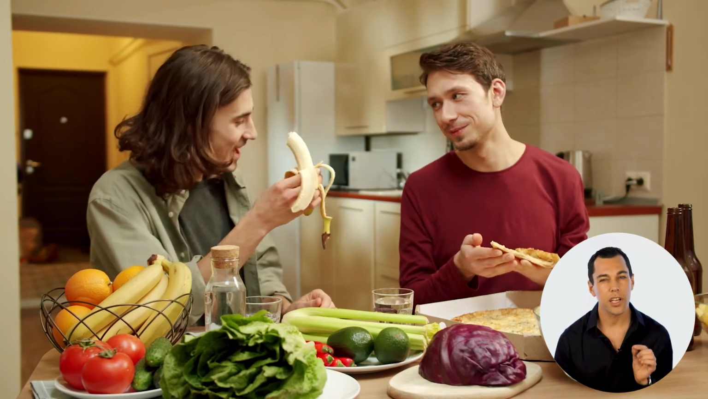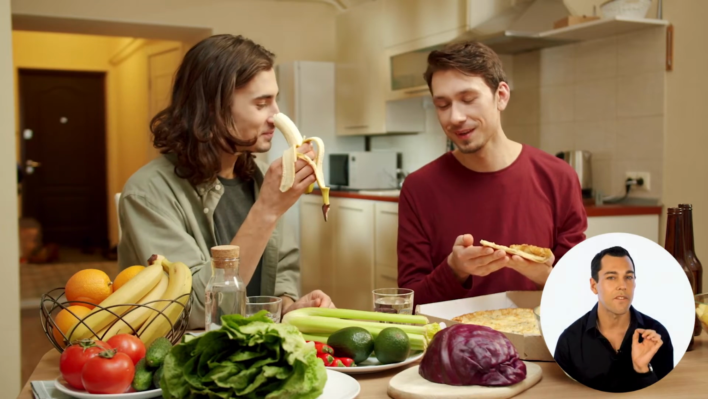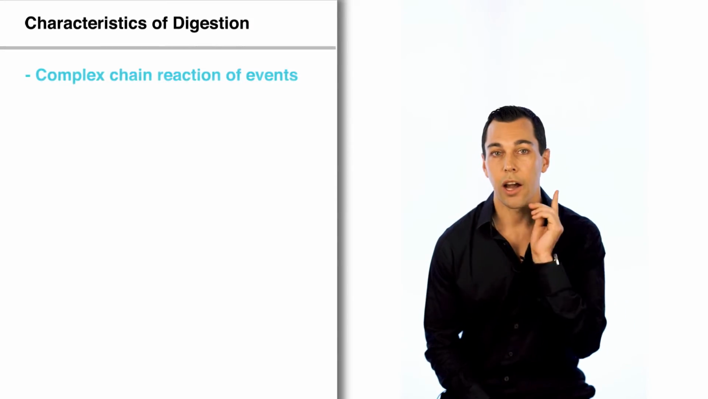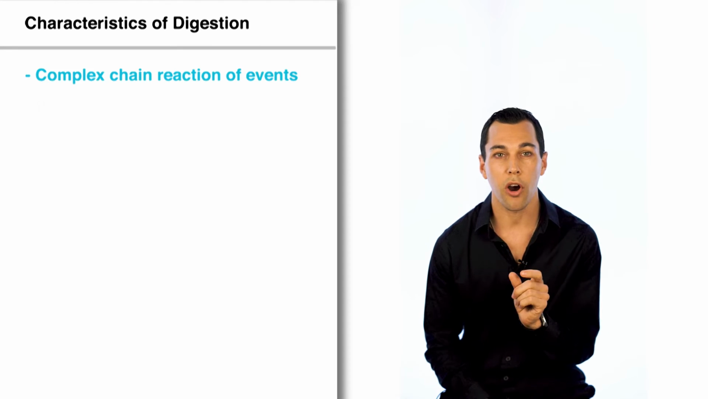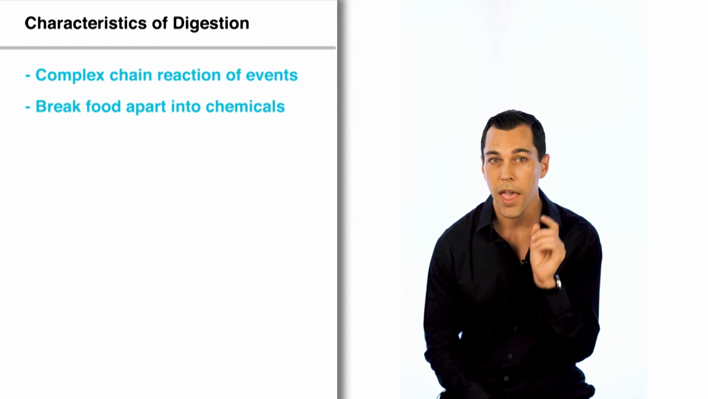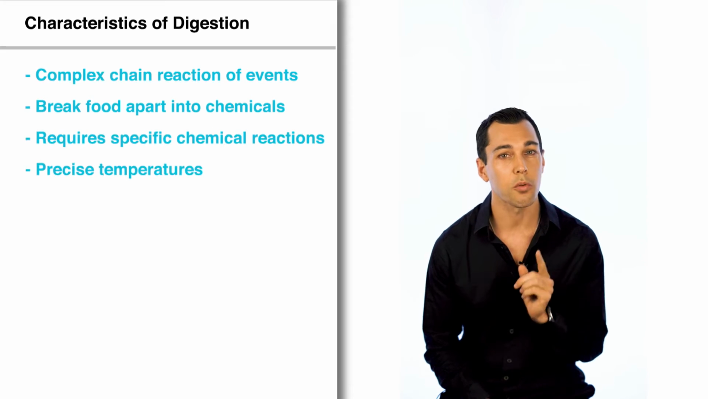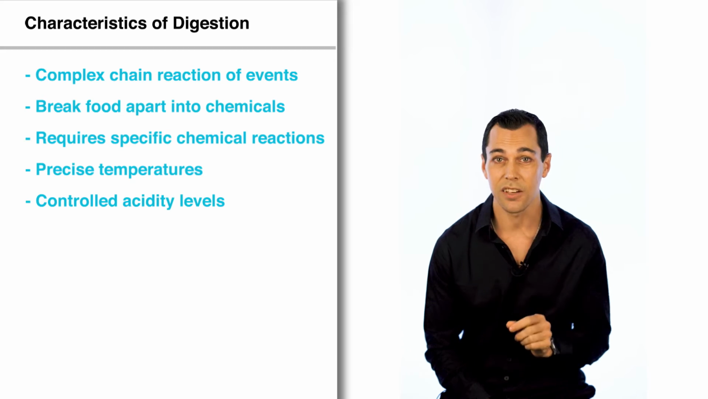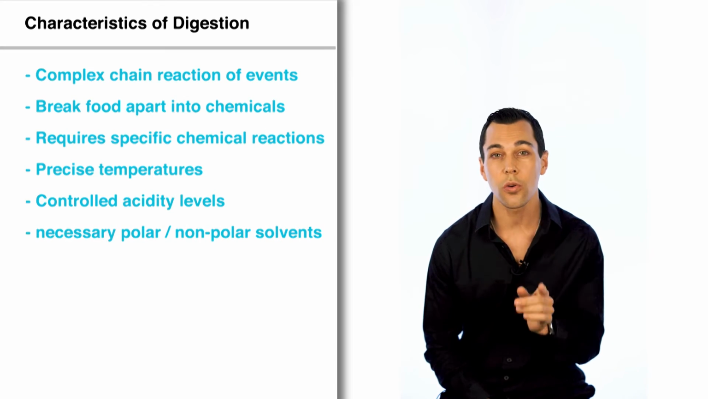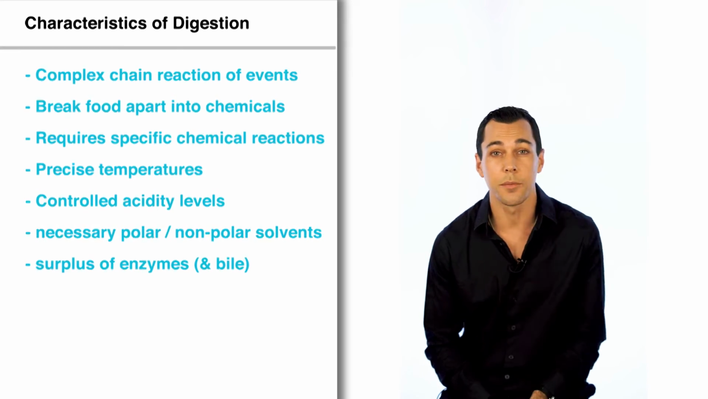The term consumption describes the chemicals going into the body. You may have already heard that eating healthy is important, but why? Because when we put food in our system, there's a very complex chain reaction of events that happens. Mainly, our digestive system breaking the food apart into its chemical constituents. And many chemicals require specific reactions to take place, which themselves require precise temperatures, acidity levels, molecular polarity, and a local surplus of necessary additives such as enzymes.